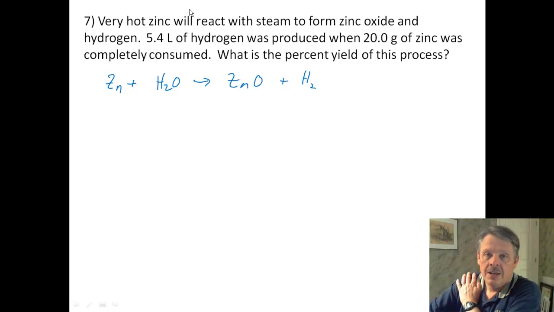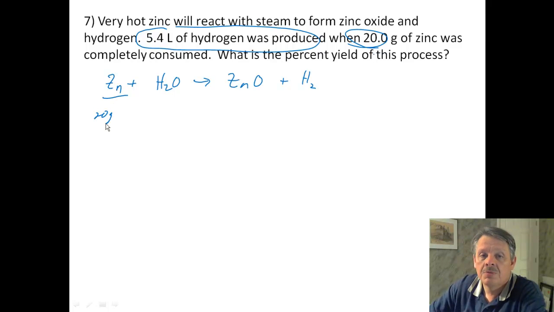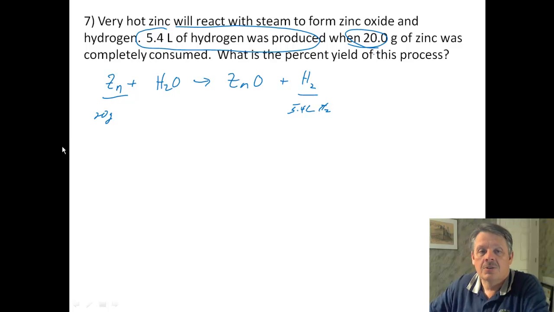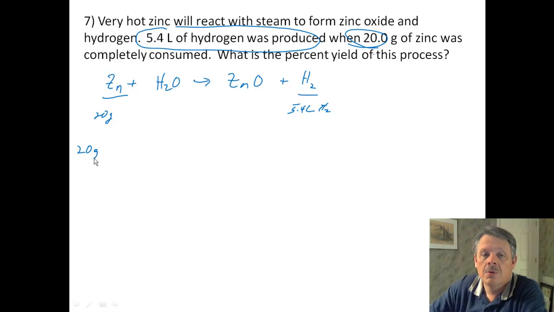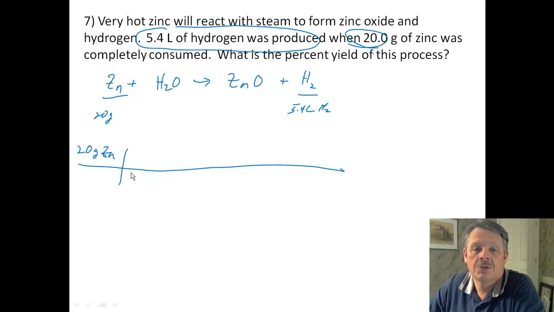And it says that we have 5.4 liters of hydrogen that was produced when 20 grams of zinc was completely consumed. Okay, so our key here is 20 grams of zinc. So we have 20 grams of zinc. And we have some number of liters, 5.4 liters of hydrogen gas. Okay, so let's go ahead and do this one. We're starting with 20 grams of zinc. It's actually 20.0, which gives us 3 sig figs, which is nice.